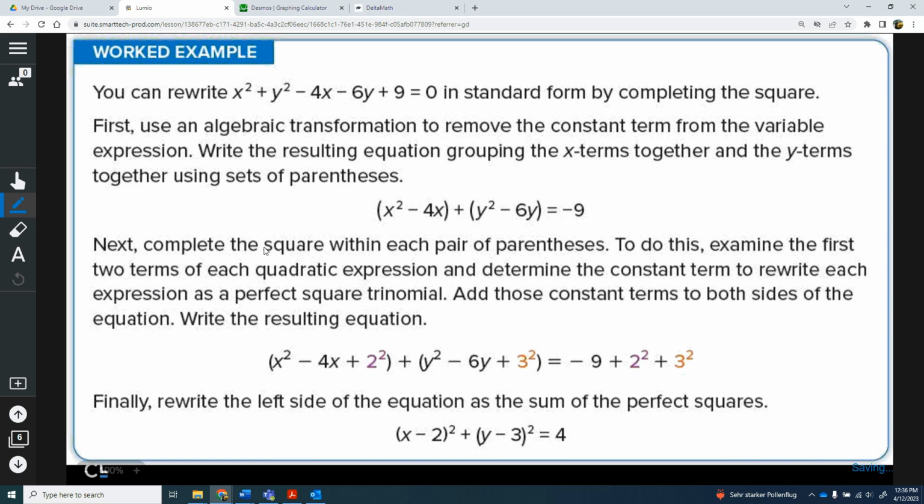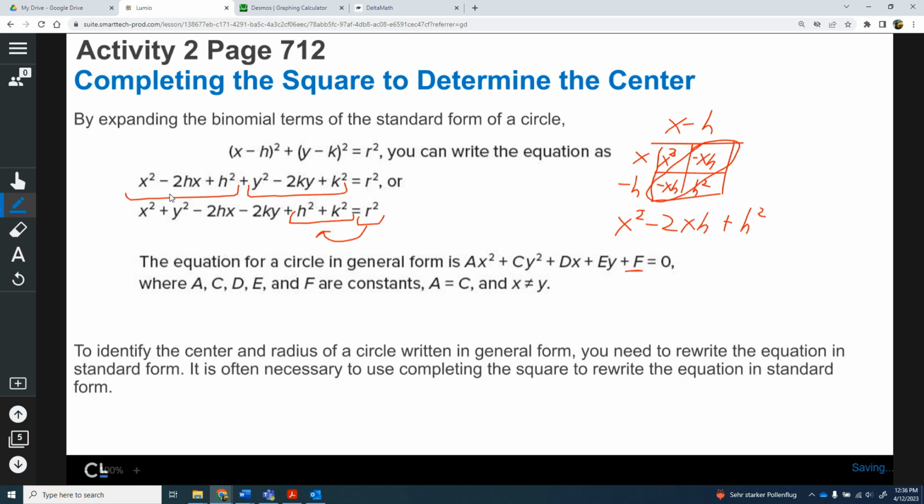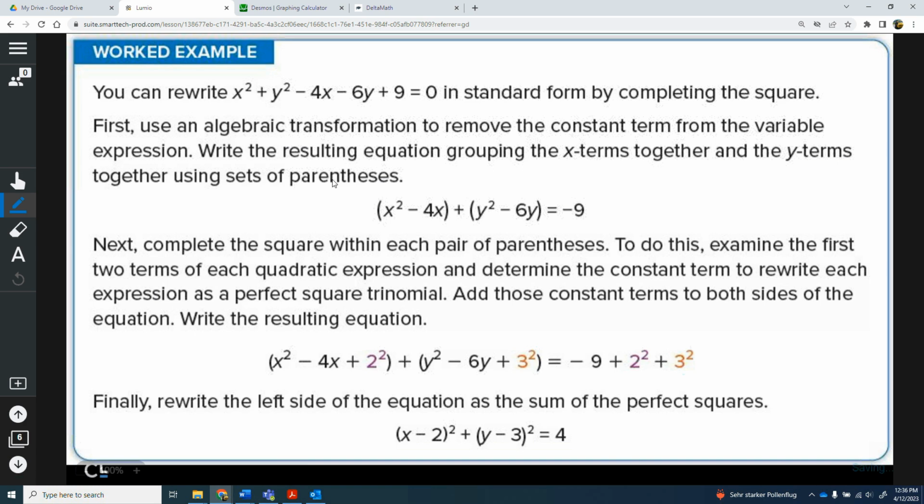So how do I complete this square? Well, completing the square is when I have an equation in the general form, and I need to make it look like this, where I have x minus a number, squared. And to get there, first I have to get it into this form, where I have x squared minus 2 times a number times x, and then a number. So to do that, we're going to complete this square.